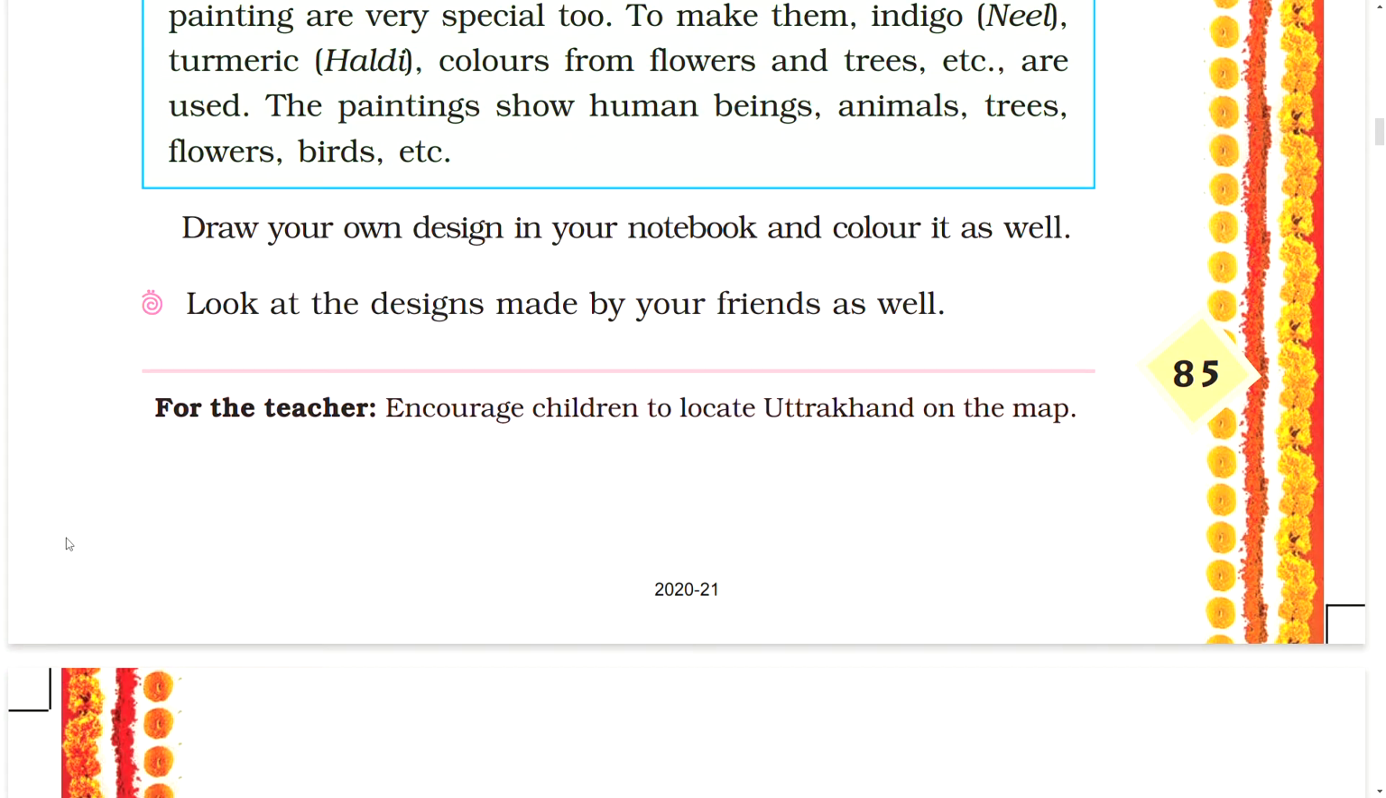Draw your own design in your notebook and color it as well. Look at the designs made by your friends as well. Comment this. For the teacher: encourage children to locate Uttarakhand on the map.